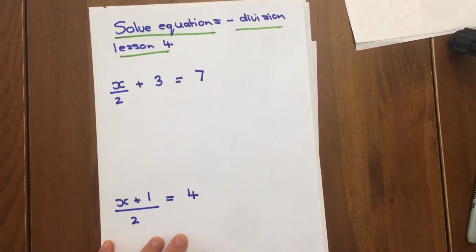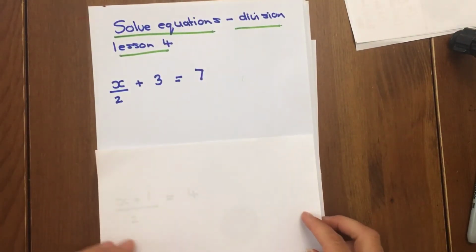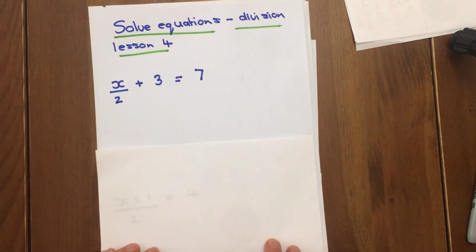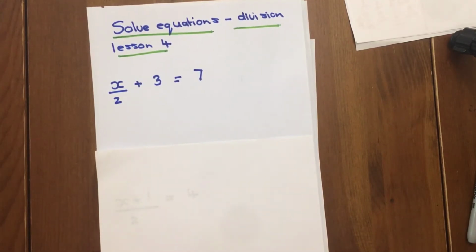So I'm going to go through each example. I'd like you to write it down once I've demonstrated each one to you. And then you're going to have a go at doing some. It's quite a quick lesson today, but I really want you to understand the two examples of division.